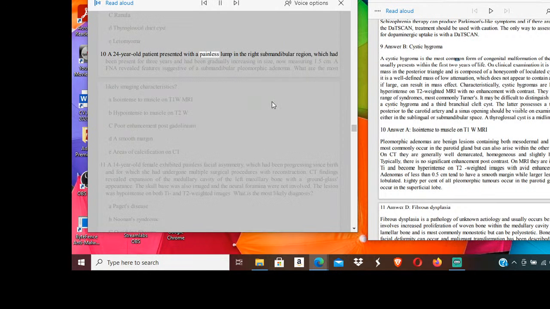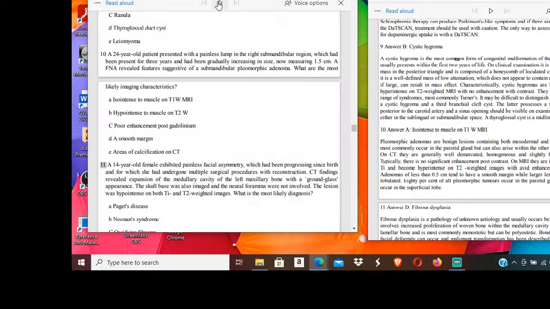An old patient presented with a painless lump in the right submandibular region, which had been present for 3 years, and had been gradually increasing in size, now measuring 1.5 centimeters. FNA revealed features suggestive of a submandibular pleomorphic adenoma. What are the most likely imaging characteristics? A. Isointense to muscle on T1W MRI. B. Hypointense to muscle on T2W. C. Poor enhancement post gadolinium. D. A smooth margin. E. Areas of calcification on CT.